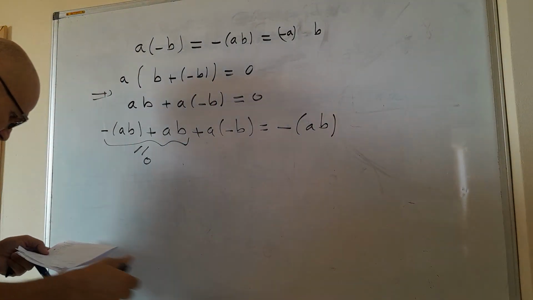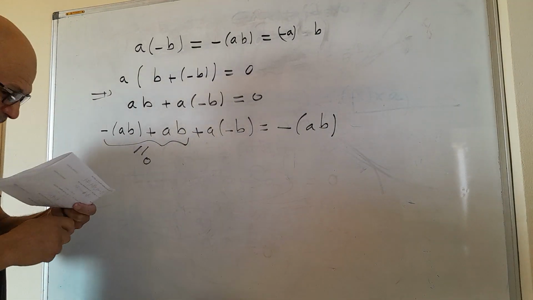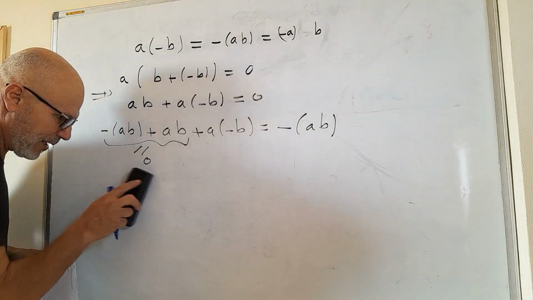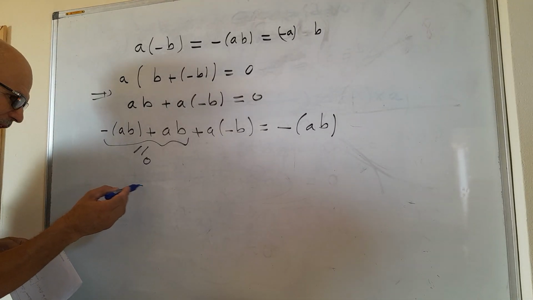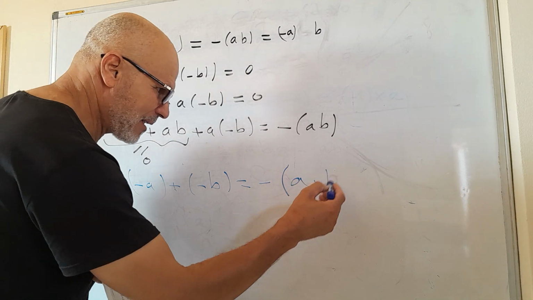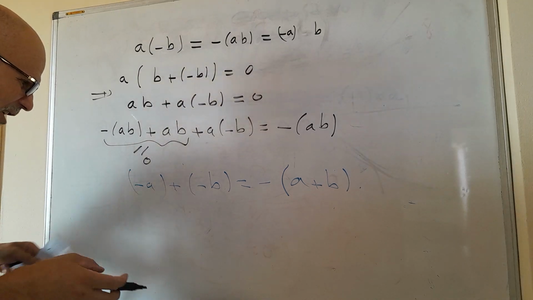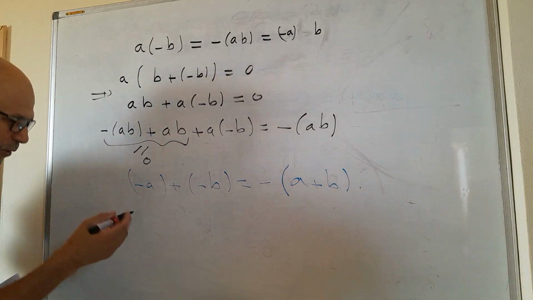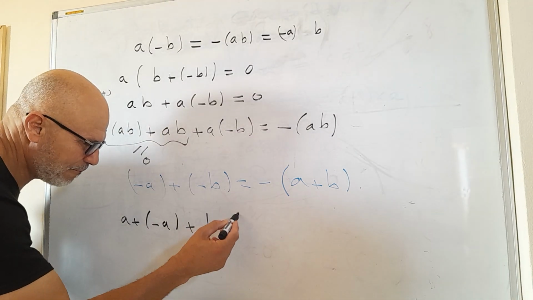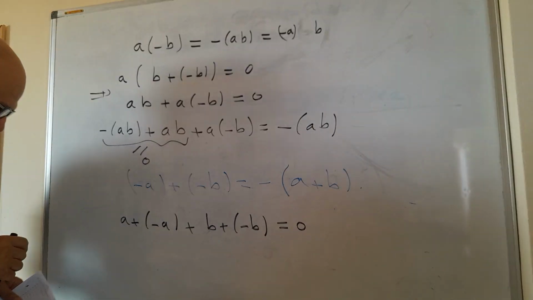The next question is about how we can show that minus a plus minus b is equal to minus a plus b. At this stage, we can just remark that, for example, we have a plus minus a plus b plus minus b. This is equal to 0 since we have opposite numbers.